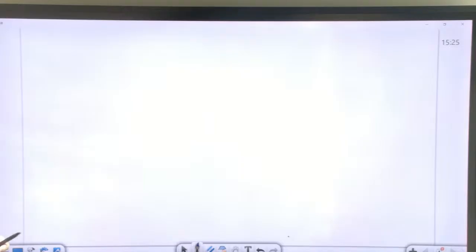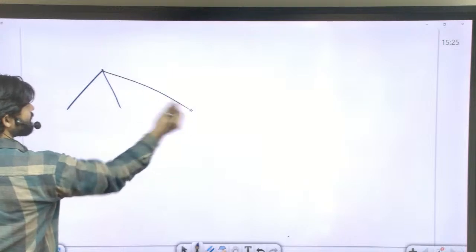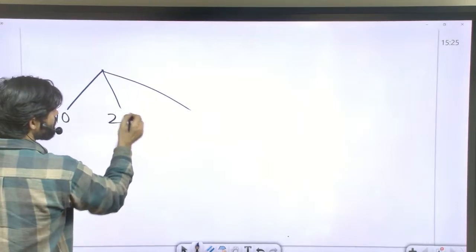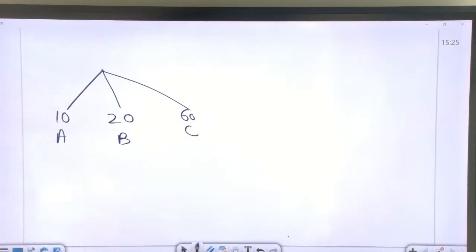Look at the board, please. There are 3 persons, A, B, and C. This is the time taken by A, by B, and by C, so these are the number of days. In the last class, I told you that we have to assign them equal units of work just to find the efficiency of the person, who is more efficient and who is less efficient. And how can we assign the same unit of work?